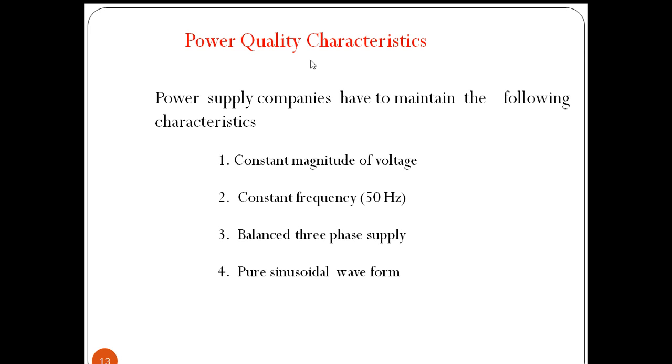The power supply companies have to maintain the following characteristics. So these are power quality characteristics. Mainly it should have a constant magnitude of voltage and a constant frequency, a balanced three-phase supply, and a pure sinusoidal waveform. It should operate at constant frequency and a constant magnitude of voltage, and there should not be any transients.